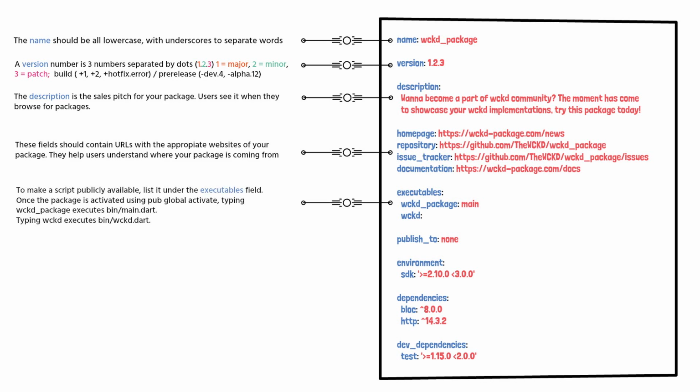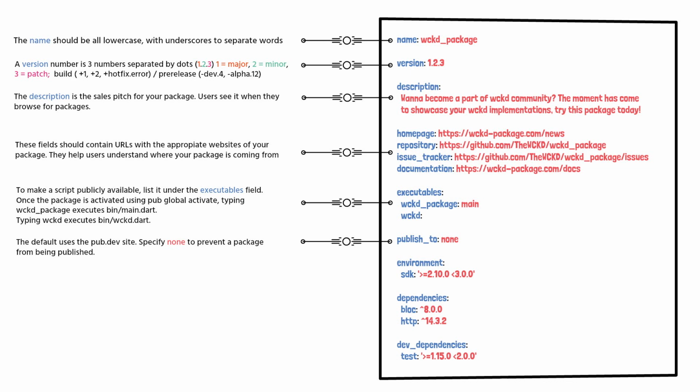Now, a package may expose one or more of its scripts and executables that can be run directly from the command line. Entries are listed as key value pairs, one being the name of the executable and the other one being the dart script from the bin folder inside your package. We'll talk about this later in this tutorial. And regarding the publish_to field, the default uses the pub.dev site. Specify none to prevent the package from being published.